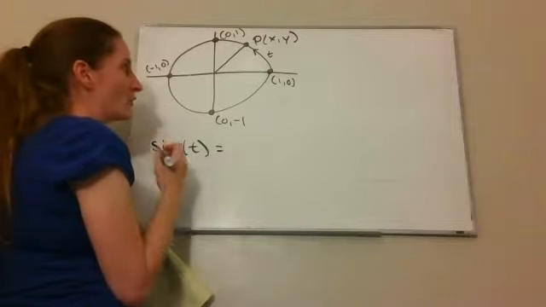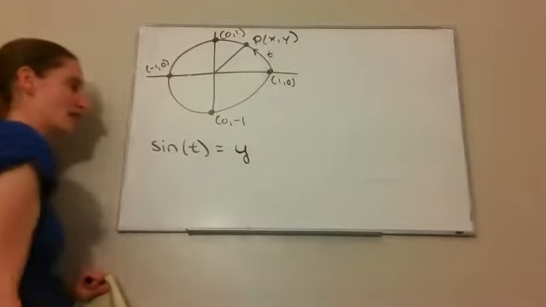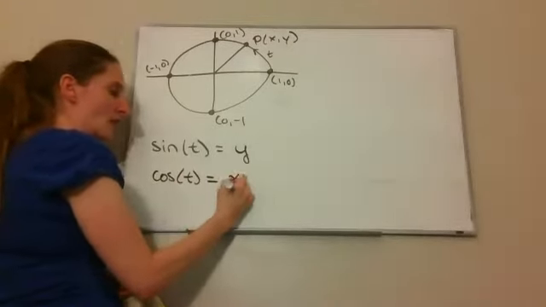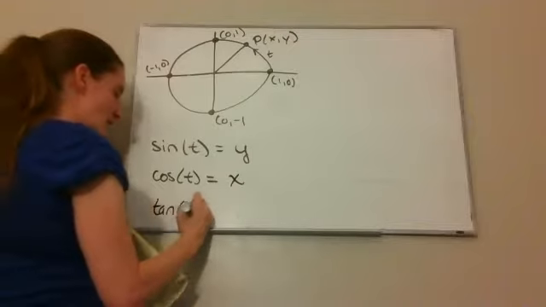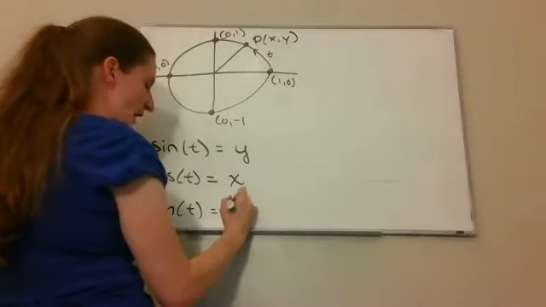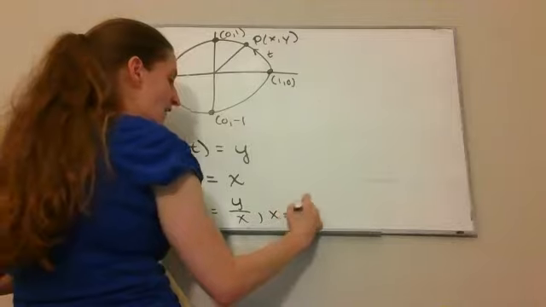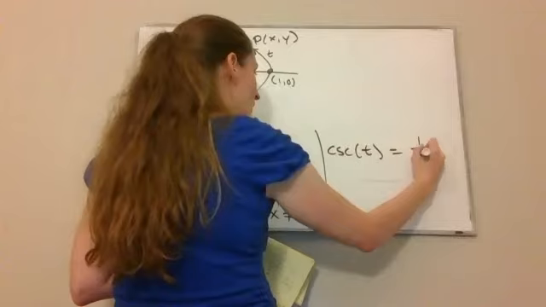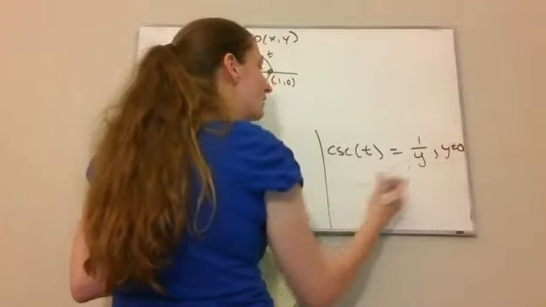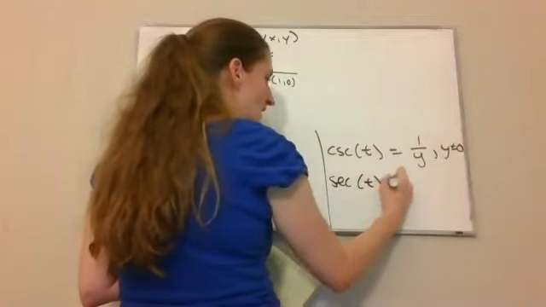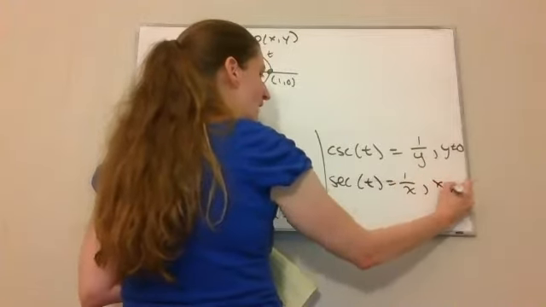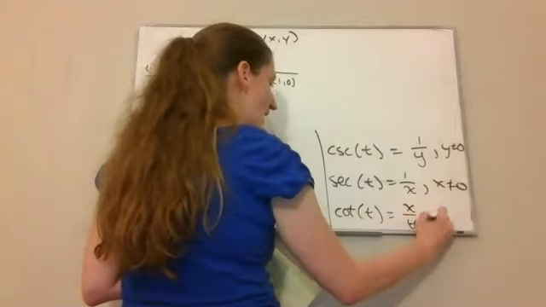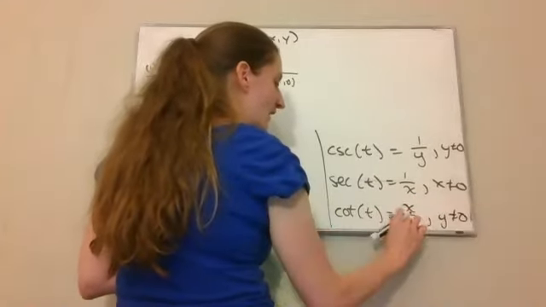then my sine of t, which we knew before was going to be y over r. Well, now r is just 1, so I just get sine of t is y. Cosine of t was x over r, so that's just x. My tangent t is going to be y over x still, provided x is not 0. Cosecant t is going to be 1 over y as long as y is not 0. Secant t is 1 over x, as long as x is not 0. And cotangent t is x over y, as long as y is not 0.